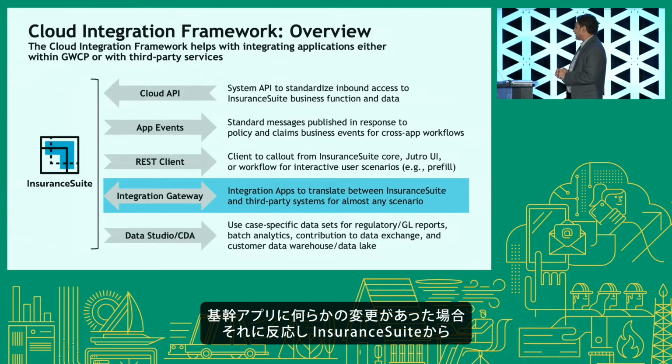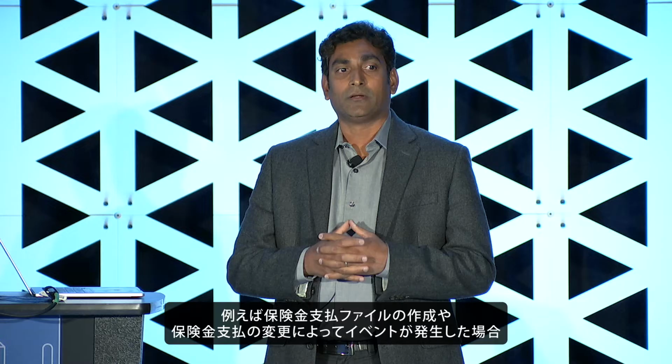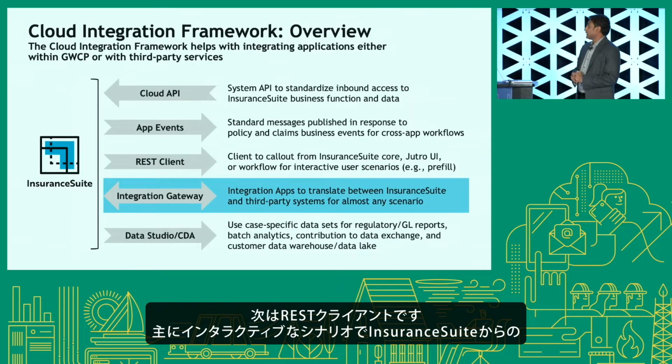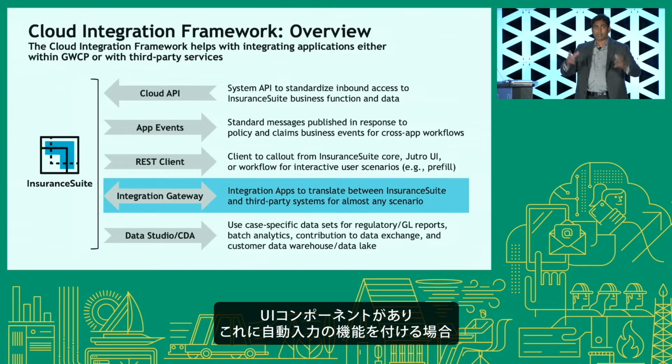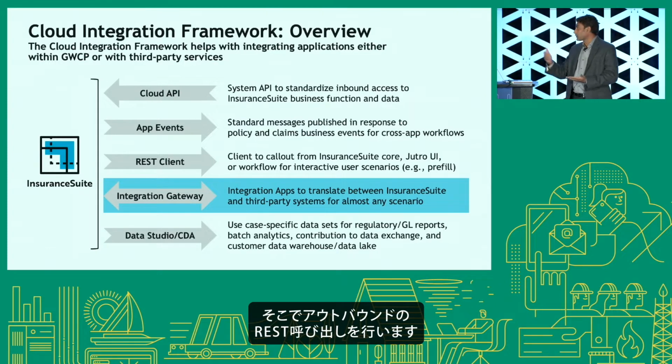App events are mainly a standardized way to publish outbound messages from InsuranceSuite in response to something changing in the core application. Let's say you have claim created or claim changed, which generates events, and you want to send an outbound message so that you can react to it and make some business decision. REST client is for making outbound calls from InsuranceSuite, mainly for interactive scenarios. Let's say you have a UI component and you need to get some data, like a prefill. That's to make REST outbound calls.